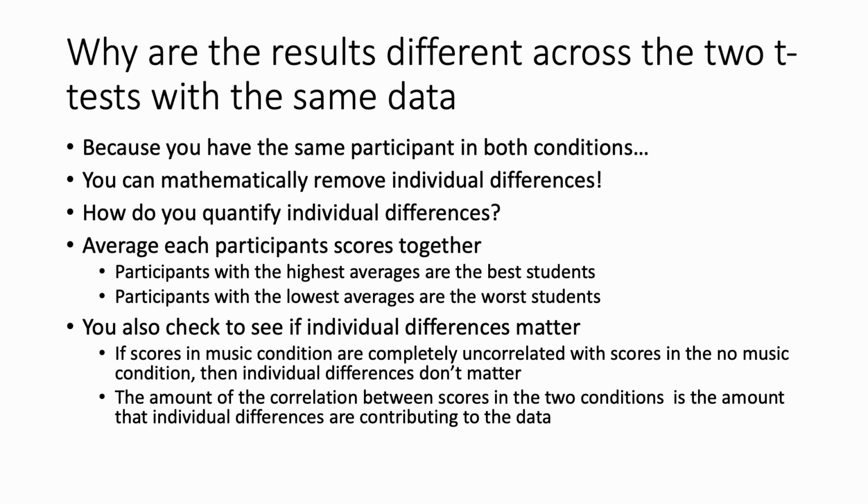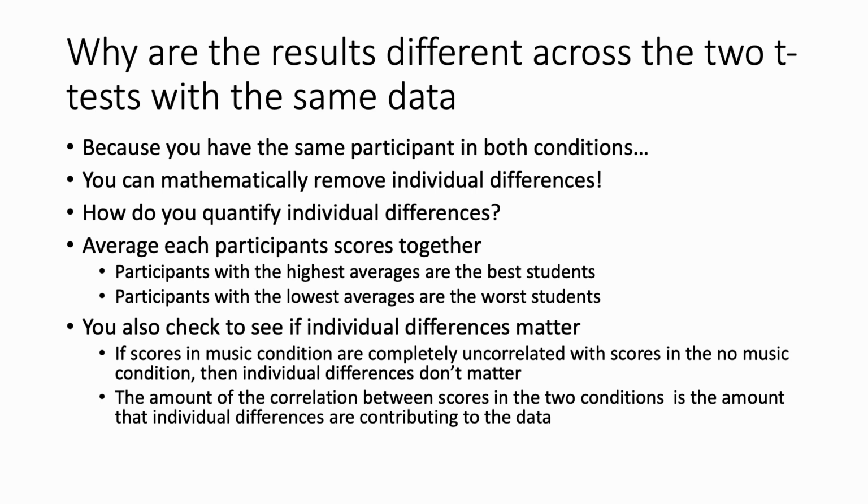You're probably asking, why are the results different across the two t-tests with the exact same data? It's a great question. You have the same participants in both conditions, right? That's the difference. So you can mathematically remove individual differences. So you're probably like, well, how do you quantify individual differences? You just average each participant's scores together.